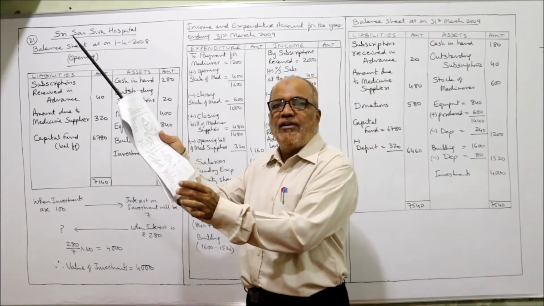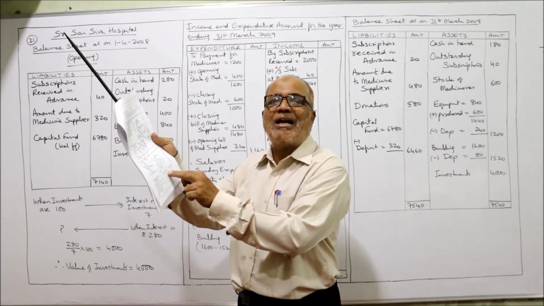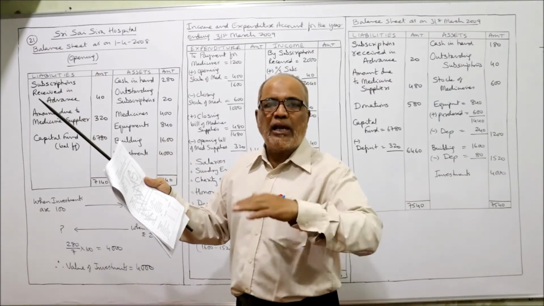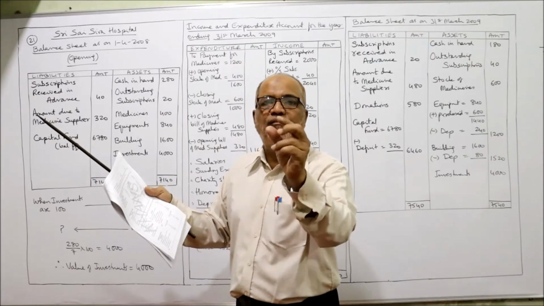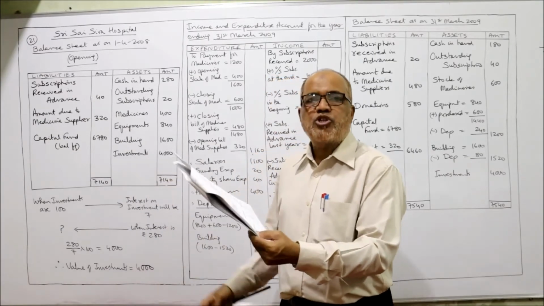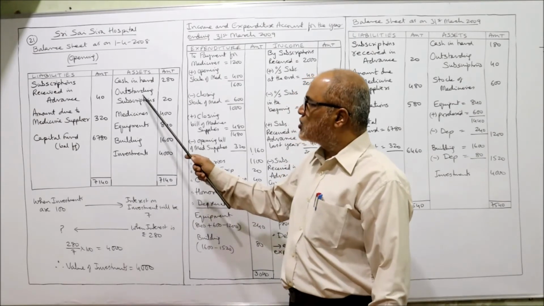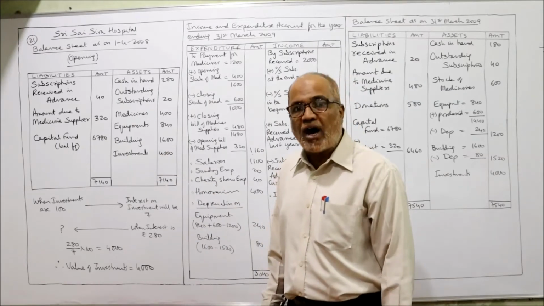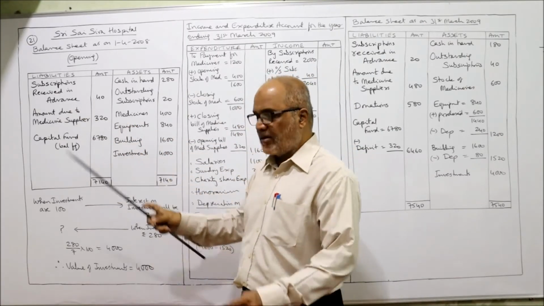Apart from that, additional information at the beginning of the year, 1/4/2008 or 31st March 2008. Last year's closing will become current year's opening. So subscriptions due, meaning outstanding subscription last year, is 20. Subscription received in advance, that is a liability. So subscription received in advance last year is 40.